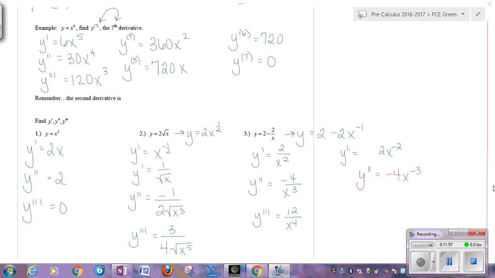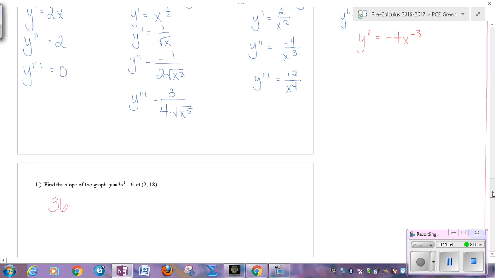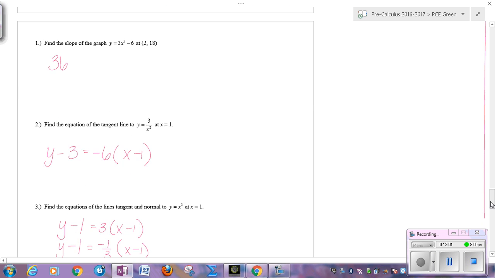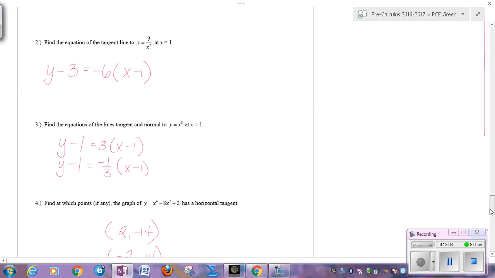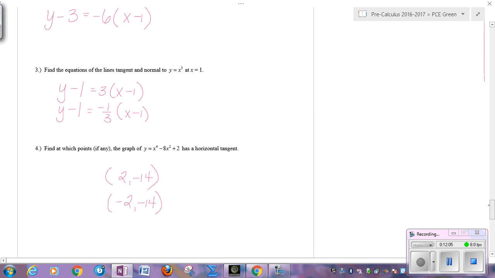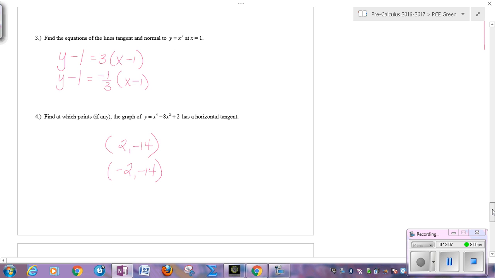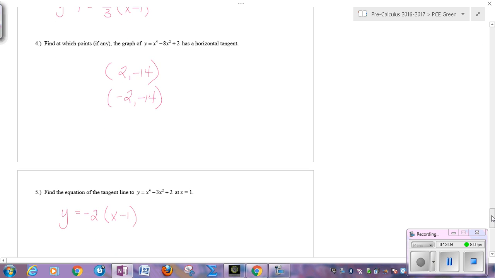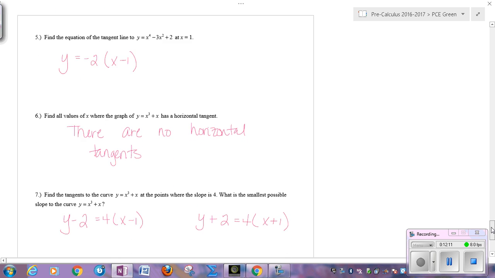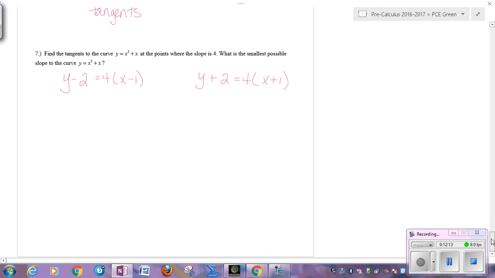Now the rest of the questions here on your notes, I've gone through and filled in all the answers. So now it's the same type of questions that we've been doing, except now you're allowed to use your power rule. So basically less work. So you can go ahead, the rest of class, you can go ahead and work on those.